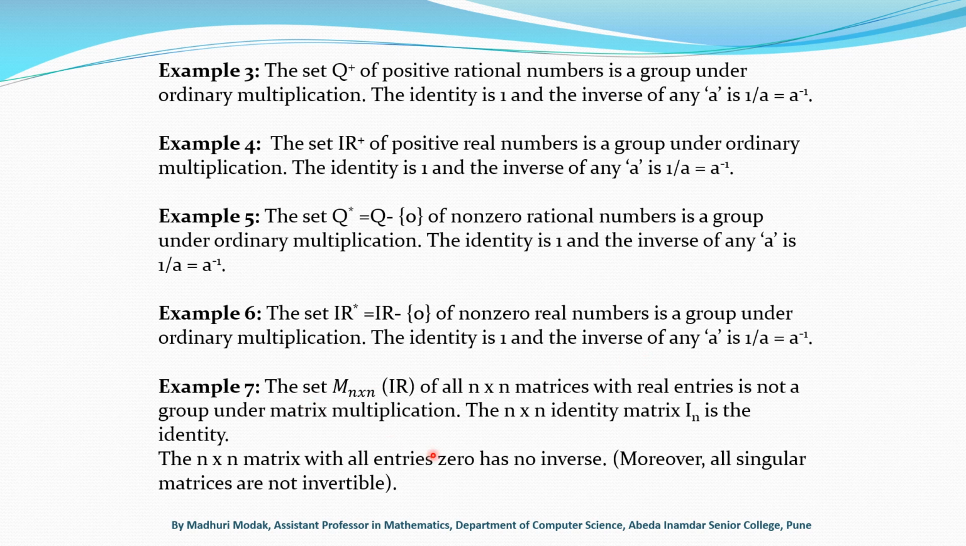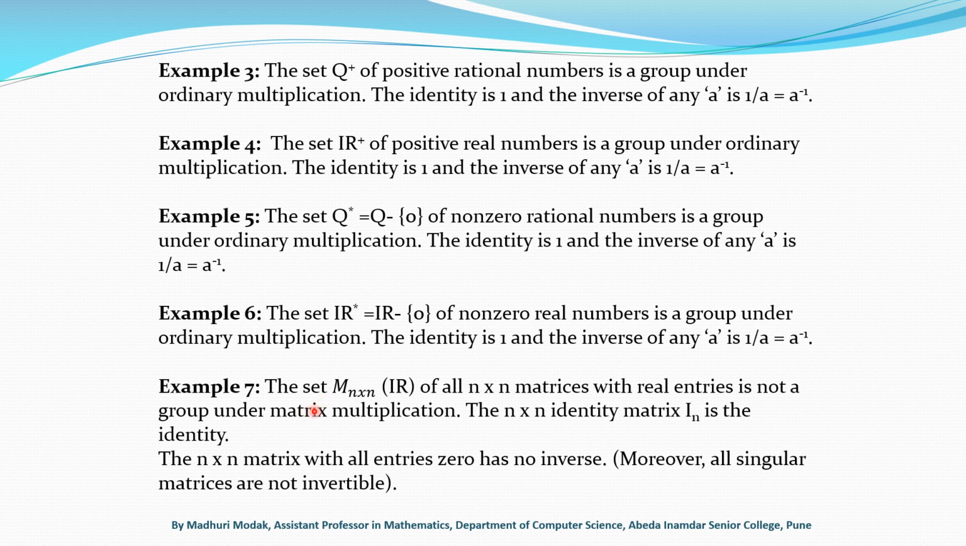Now see, M n by n R, that is the set of all n by n matrices with real entries. Now under matrix multiplication, that is multiplication of two matrices, it is not a group. Actually, for any two n by n matrices with real entries, their multiplication is again an n by n matrix with real entries. So it is a binary operation. Also, multiplication of matrices is associative. So binary operation and associative, both the properties are satisfied by M n by n R.